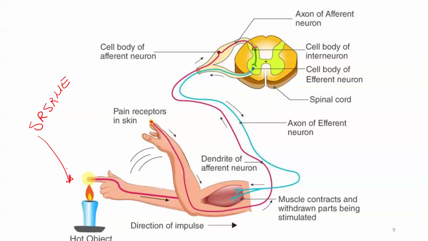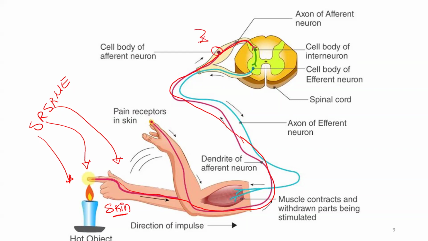S is the stimulus. R are the receptors, the sensory nerve endings that are found in this case in the skin. The skin is one of the sense organs. The S is the activation of the sensory nerve cell. The sensory nerve cell will carry the impulse from the sense organ, from the skin to the central nervous system, to the brain or the spinal cord. This is the sensory nerve cell. Here, the cell body is in the middle.